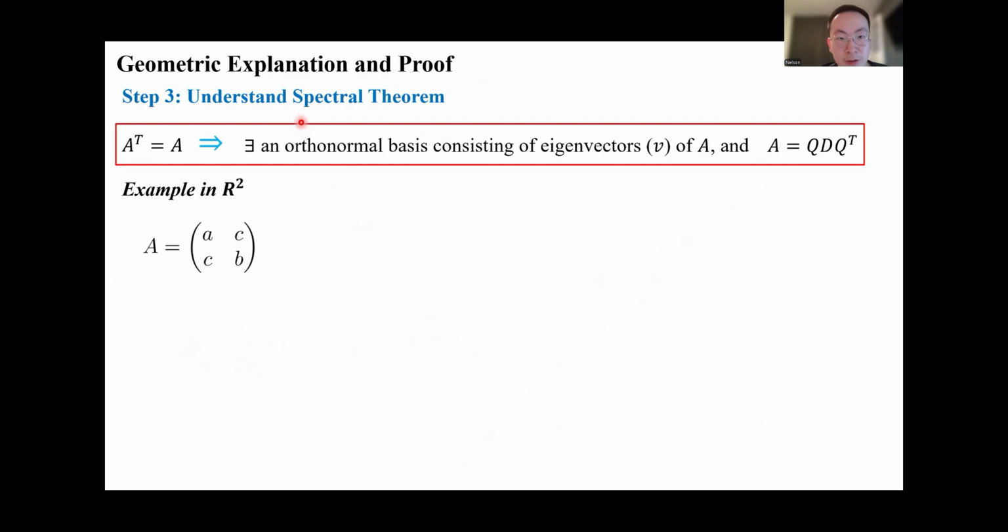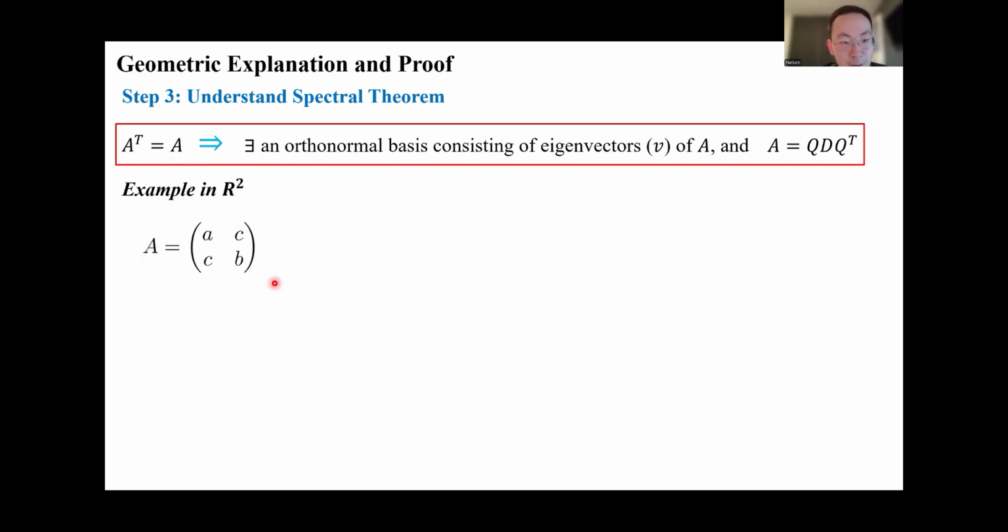Finally, we get back to the spectral theorem. It is very important, so I copy the theorem here. It says that if A transpose equals A and all elements in A are real, then we have these very nice properties. Here, I give you an example in R2.